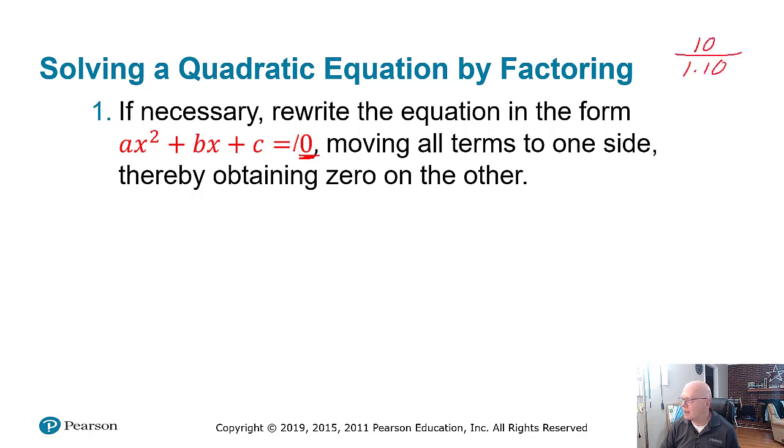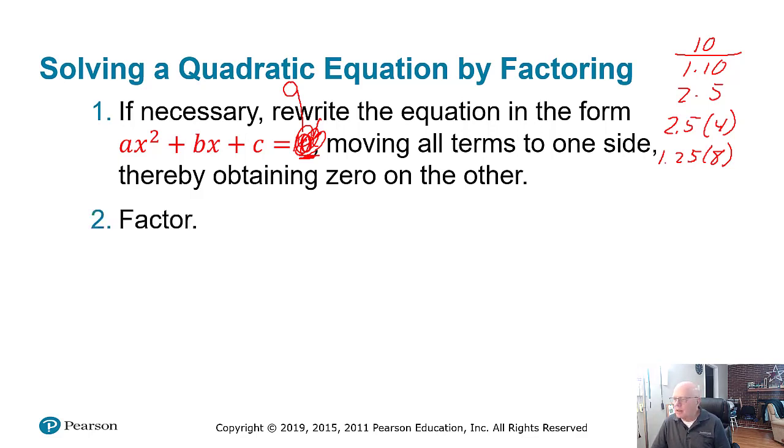Of course, 1 and 10, 2 and 5. You think that's it, right? Not quite. 2.5 times 4 gives you 10 also. 1.25 times 8 gives you 10. You get the point. There are lots of ways of getting 10. So having a 10 out here isn't going to work. The only thing that's going to work out here is if you get a 0 on one side of the equation. That's the only way you can use the zero product property.